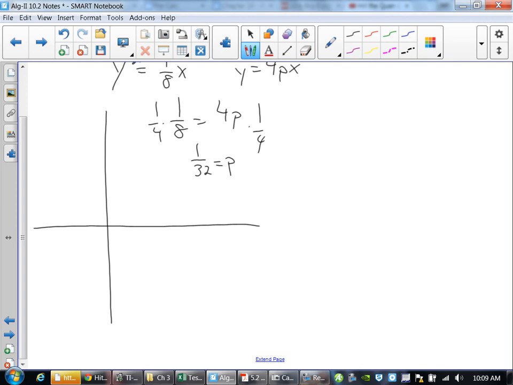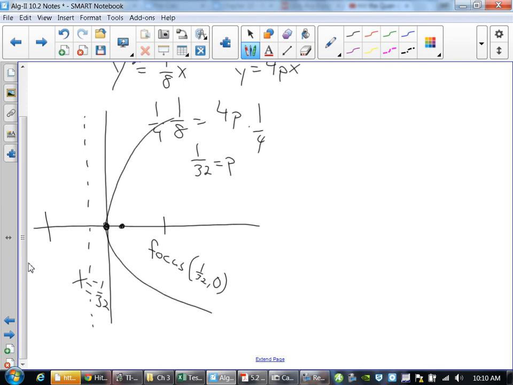This is going to be our graph. We'll just put it out a little bit further. It's still going to be centered at the origin. Your p value is just the distance from the center to the focus, so the focus is at the ordered pair 1/32, comma 0. The directrix is equidistant behind it. Is that going to be x equals or y equals? x equals. It'll be x equals negative 1/32, and then it's just going to open outward. That's it.